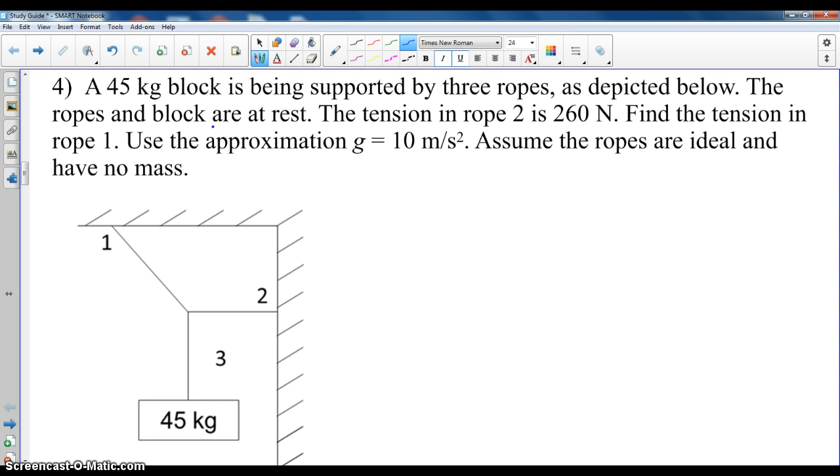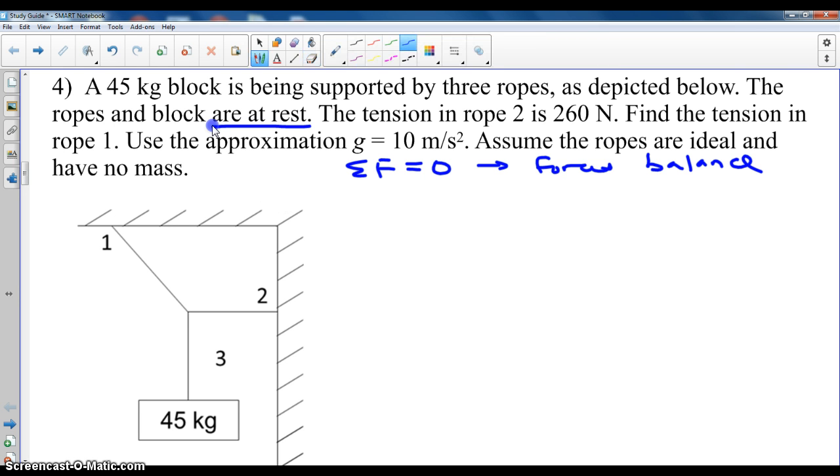The ropes and the block are at rest. Total force is 0. Left's balancing right. Up is balancing down. The forces balance. Whenever you see at rest, if the object remains at rest, make sure you underline it, and just as a good practice, to remind yourself, you don't have to, consider writing out what I just put. The tension in rope 2 is 260.